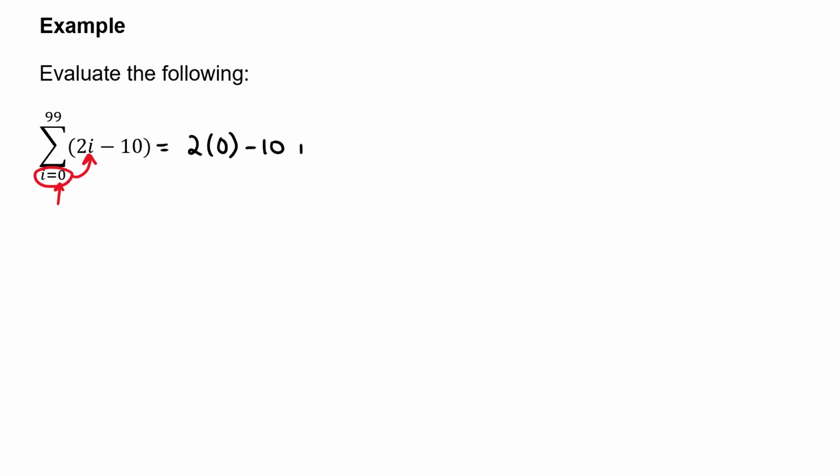So we would go then for the second term, plus, always a plus because it is a series, is 2 times 1 minus 10. And then for the third term, again, we put a plus there, and we increase that 1 that we just used there by another 1. So it would be 2 times 2 minus 10.